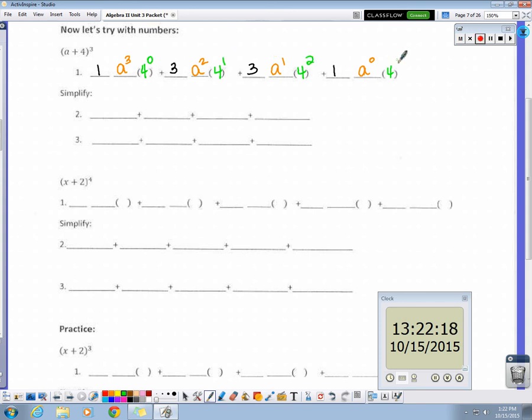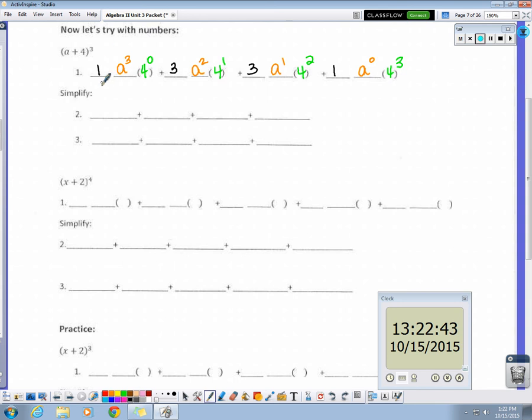Now, the reason it needs to be in parentheses is because think about it. If I just wrote 1a cubed 4, that kind of looks funny, doesn't it? So that's why we use the parentheses around the numbers, because you might get that confused with like A34 or something, so it's best to put numbers in parentheses. Yes.